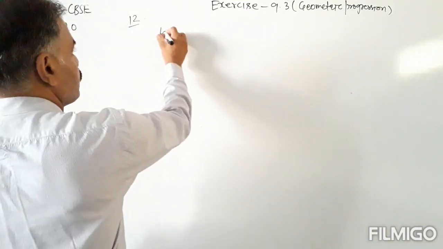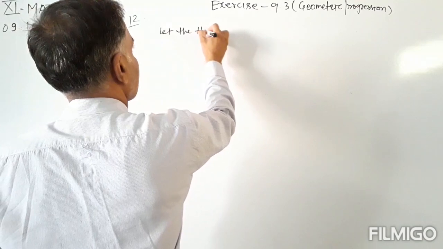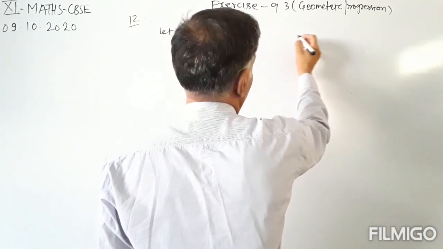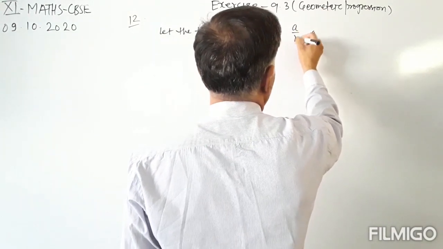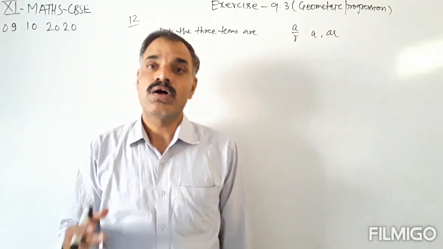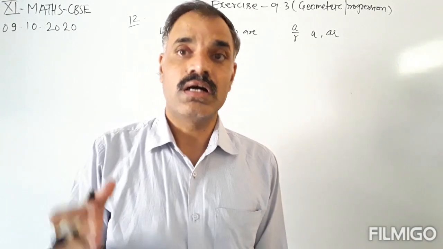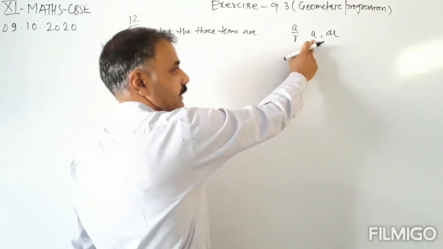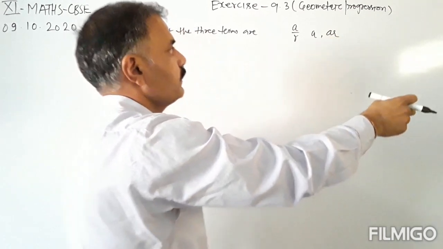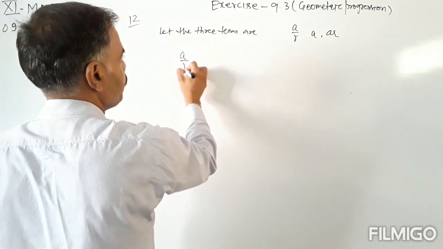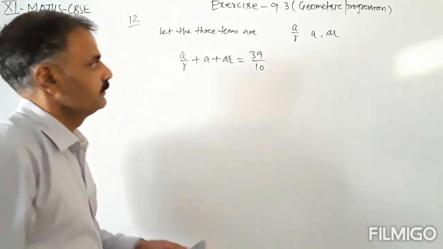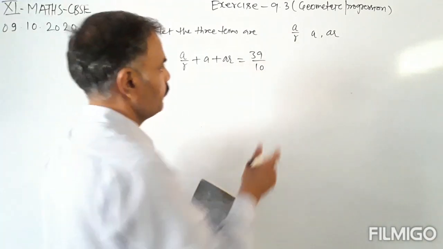Let the three terms of a GP be a upon r, a, and ar. Whenever we take an odd number of terms, the common ratio is r. So first we take the middle term a, then a upon r is the first term and ar is the third term. We have been given a upon r plus a plus ar equals 39 upon 10, meaning the sum of the first three terms is 39 upon 10. This is equation number first.